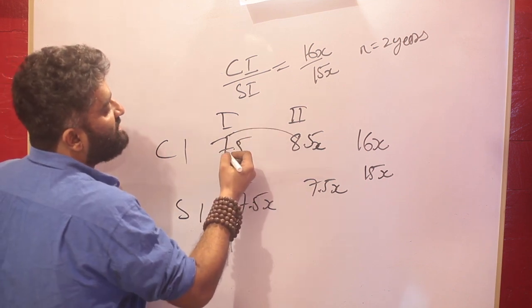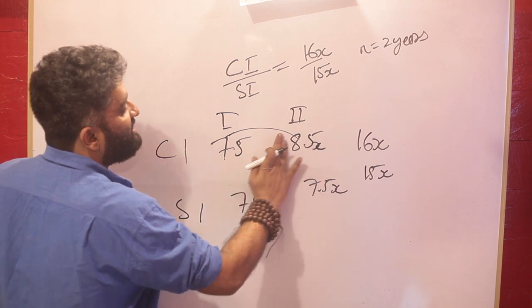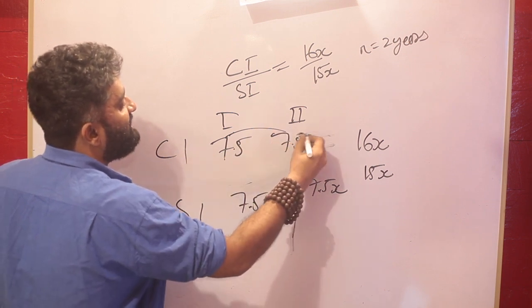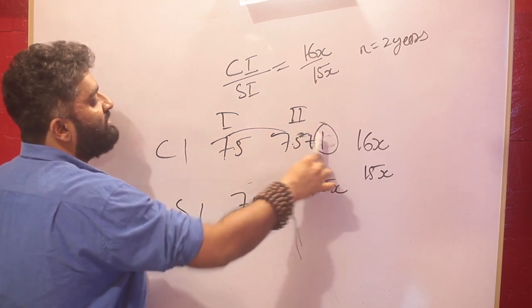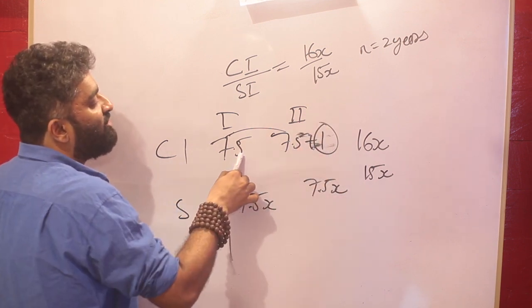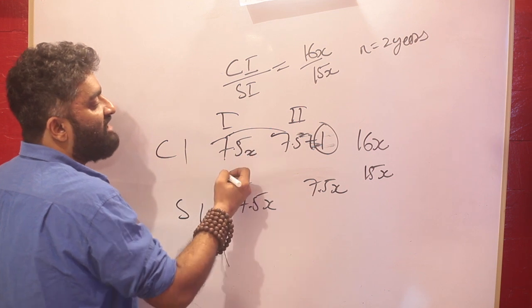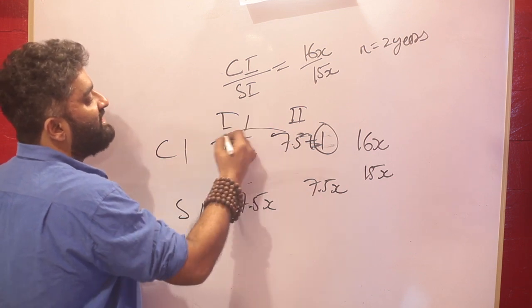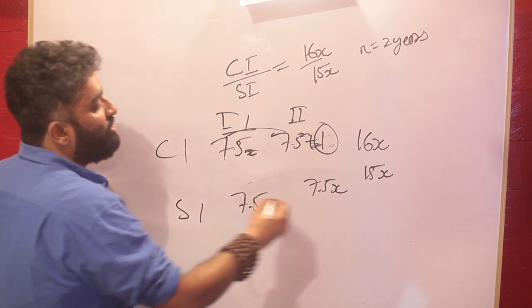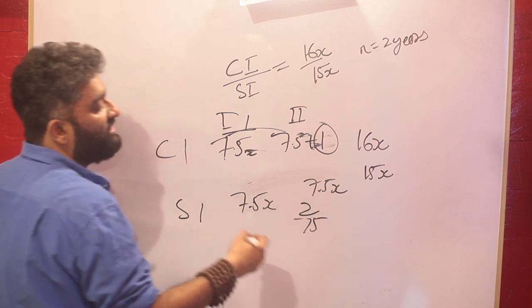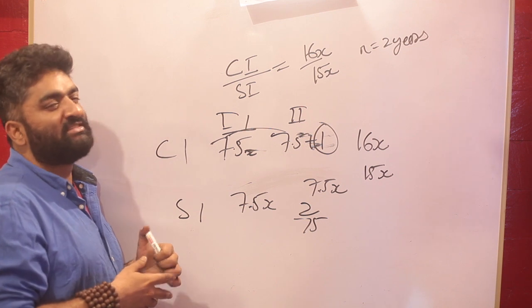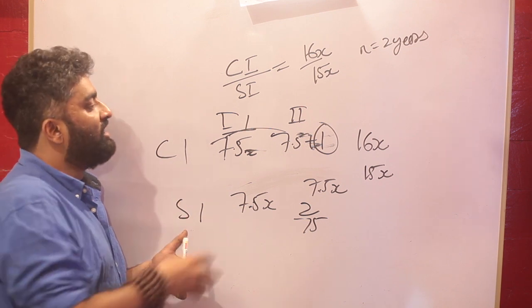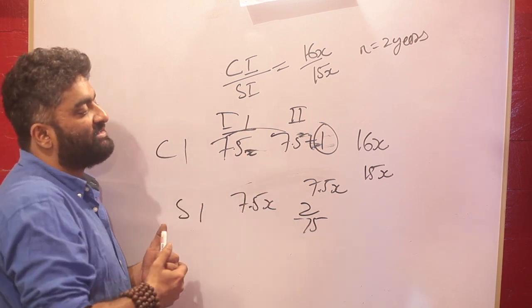Why? Because from 7.5 I've gone to 8.5, that means I've gone 7.5 plus 1. And where did this 1 come from? This 1 came from the rate of interest being applied on 7.5x, right? So my rate is 1 upon 7.5 or 2 upon 15. 1 upon 15 is 6.66. So 2 into 6.66 would be 13 point something, right? So that is one way of solving this problem.